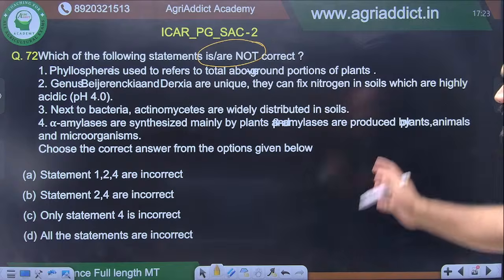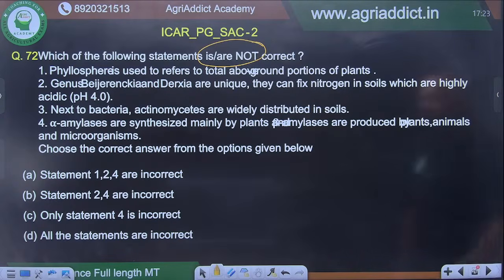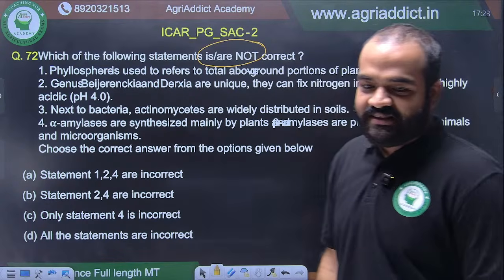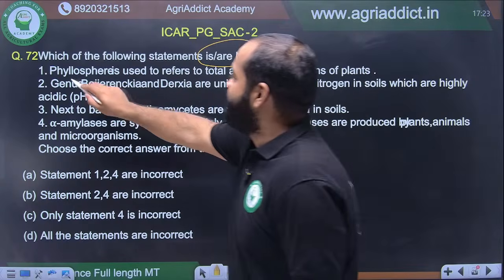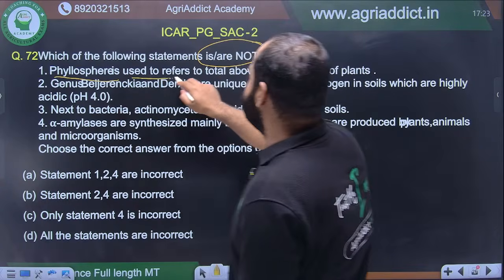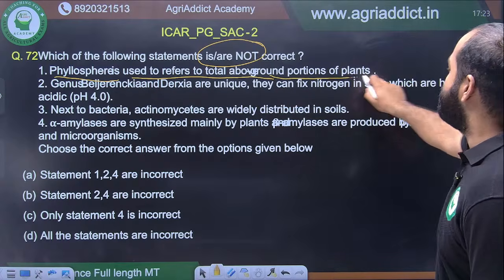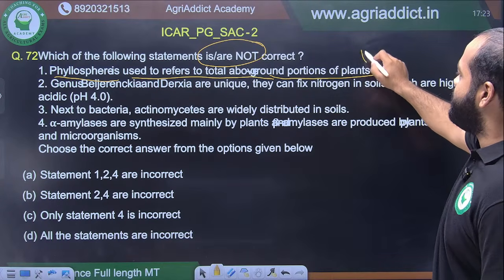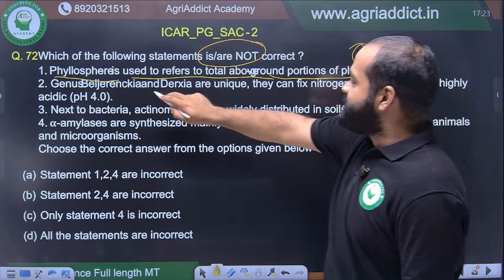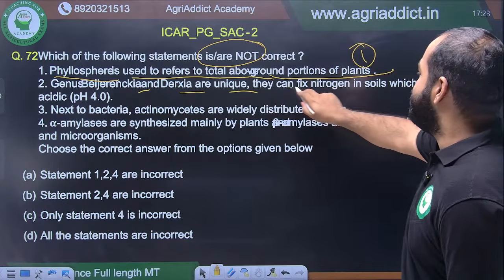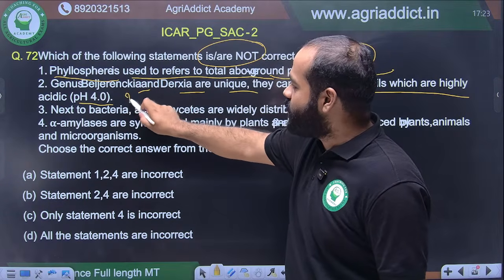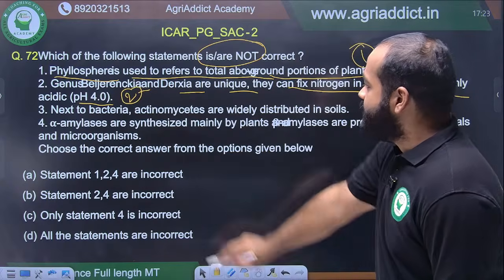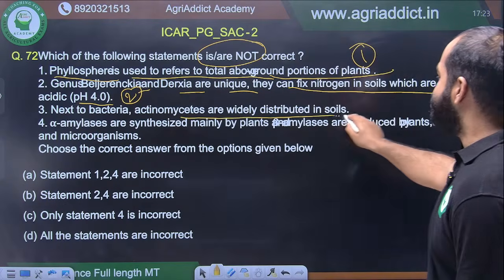I'm sorry for the typing here, but so much content is there, it is very hard to put it in a slide. Phylosphere is used to refer to total above ground portion of plant. This is statement 1. Genus Beijerinckia and Derxia are unique. They can fix nitrogen in soils which are highly acidic even up to pH 4.0. This is 2. Next to bacteria, actinomycetes are widely distributed in soils.